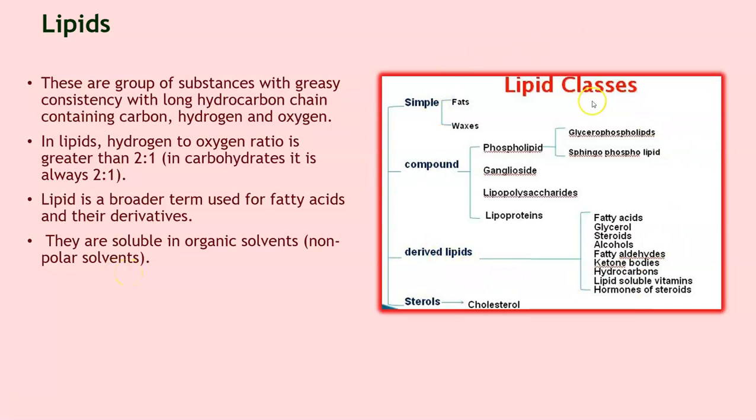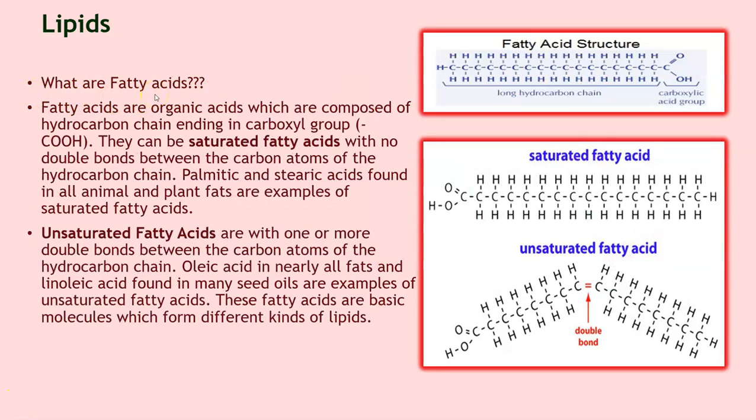Here is the classification of lipids. Let us try to understand what fatty acids are. Fatty acids are organic acids composed of a hydrocarbon chain ending in a carboxyl group, that is a COOH group. They can be saturated fatty acids with no double bonds between the carbon atoms of the hydrocarbon chain. Palmitic and stearic acids found in all animal and plant fats are examples of saturated fatty acids. So there is no double bond present.